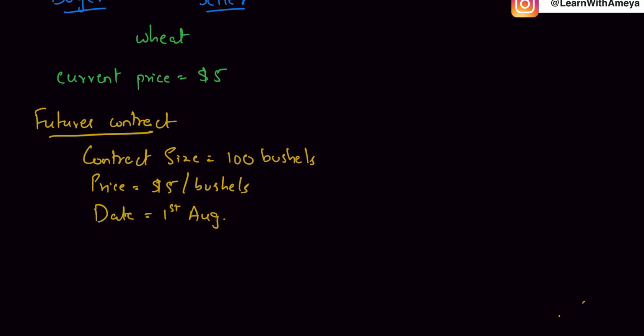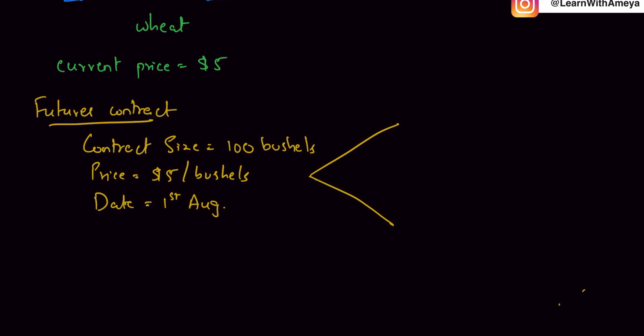Now that we have this futures contract, there are two scenarios that can happen. The price of the wheat can either go up or it can go down. Let's see who profits from the price going up and who profits from the price going down. So there are two scenarios. The price can either go up to $7 or go down to $3 per bushel.